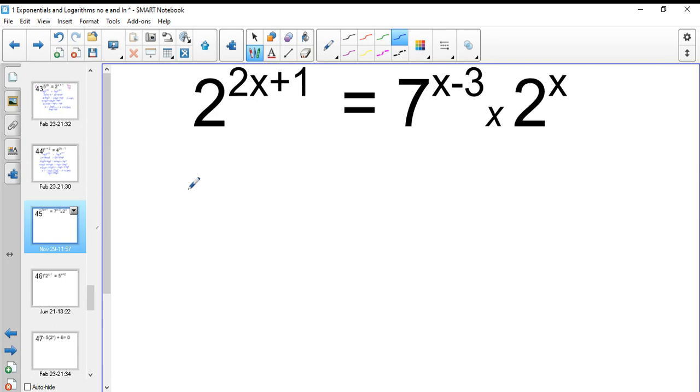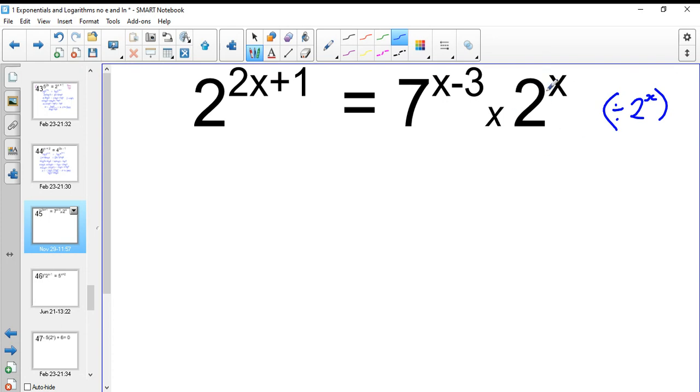Okay, the next two are slightly harder. 2 to the 2x plus 1 equals 7 to the x minus 3 times 2 to the x. So we've got this extra little bit here. Now, if you notice, this is the same base as this. So we don't have to do anything too difficult. We can get rid of this by dividing by 2 to the x.